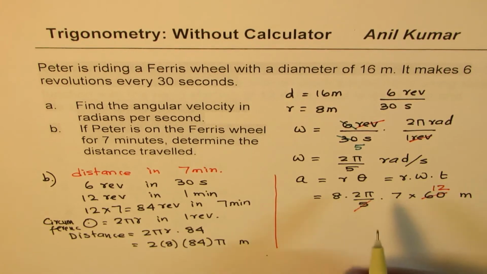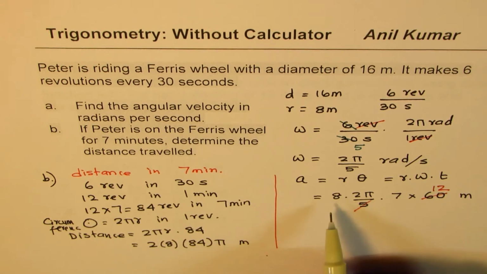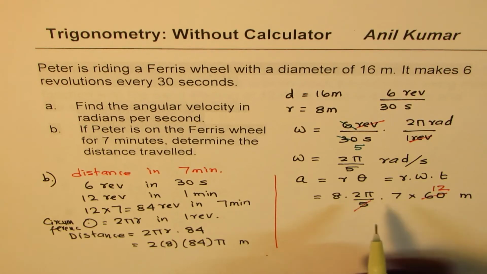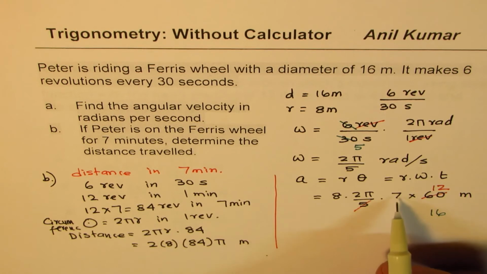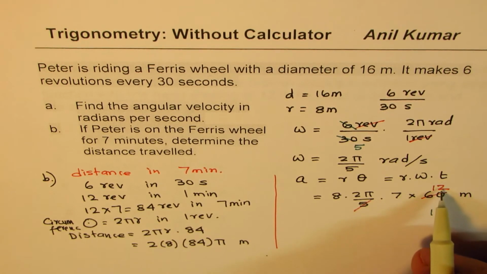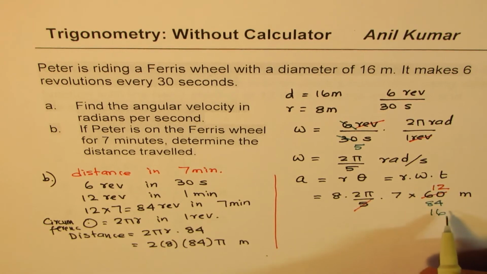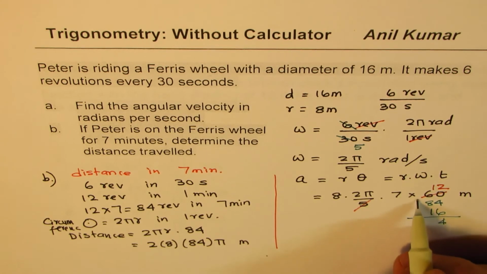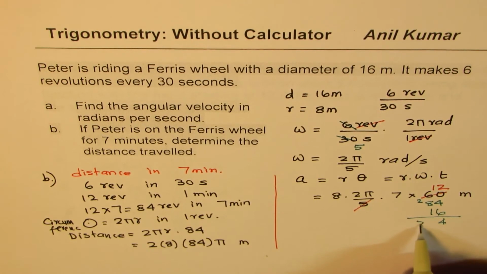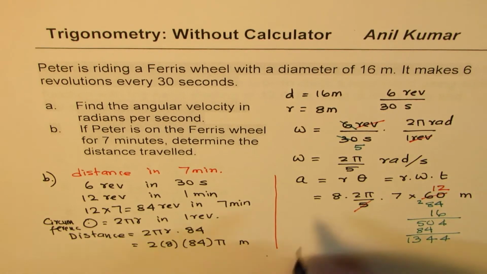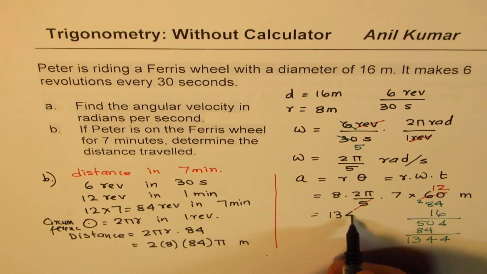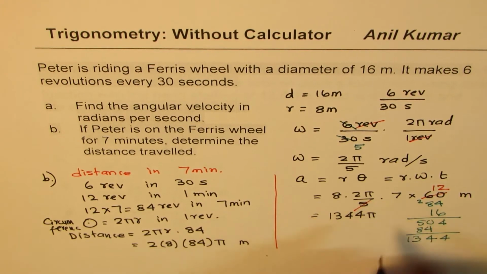So let's do this, right? So what we have here is 8 times 2 as 16. And 7 times 12, let me write 7 times 12 is 84. So I'll multiply 84 by 16. And of course pi at the end. 6 times 4, 24, 2. 6 times 8, 48, and 2 is 50. And 1 times it is 84. Add them up, 4, 4, and 8, 8, 5, 13. So we get our answer as 1344 pi, don't forget pi, meters, correct? So that becomes the total distance.